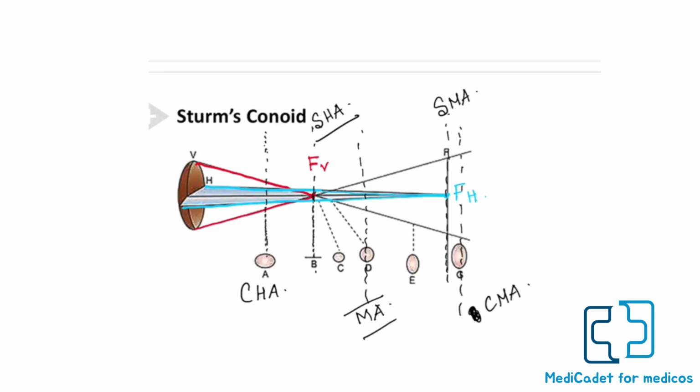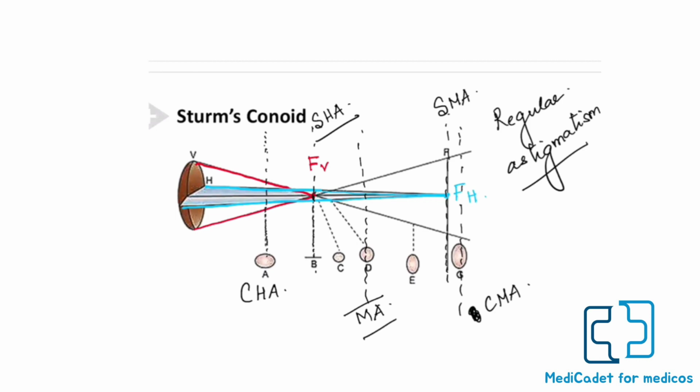So this is how in the Sturm spheroid, the different positions represent the different types of regular astigmatism. These five types of astigmatism are all represented together in this diagram, which is your Sturm spheroid.